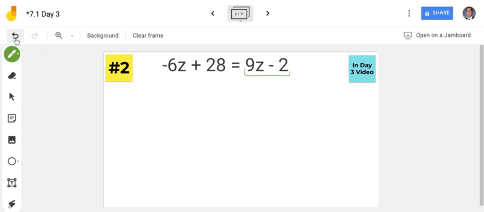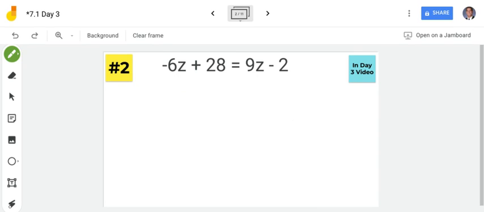Are those like terms? No. So step 3, get the variable on one side. It doesn't matter which side I get the variable on, just pick a side and get it there. Now, if I were to move this 9z to the left side, I would subtract 9z, and I would have negative 6z minus 9z on the left side, which would give me negative 15z, which is all correct. It's just I'm dealing with negative terms.